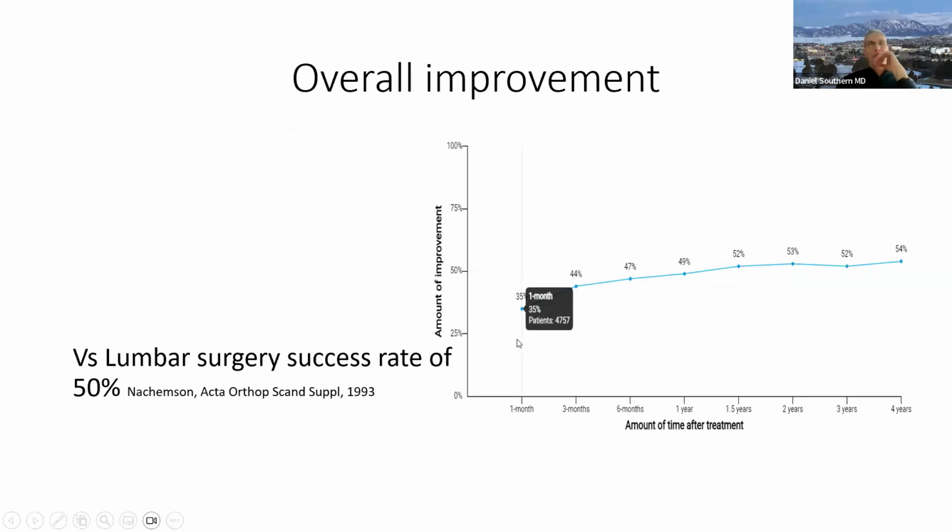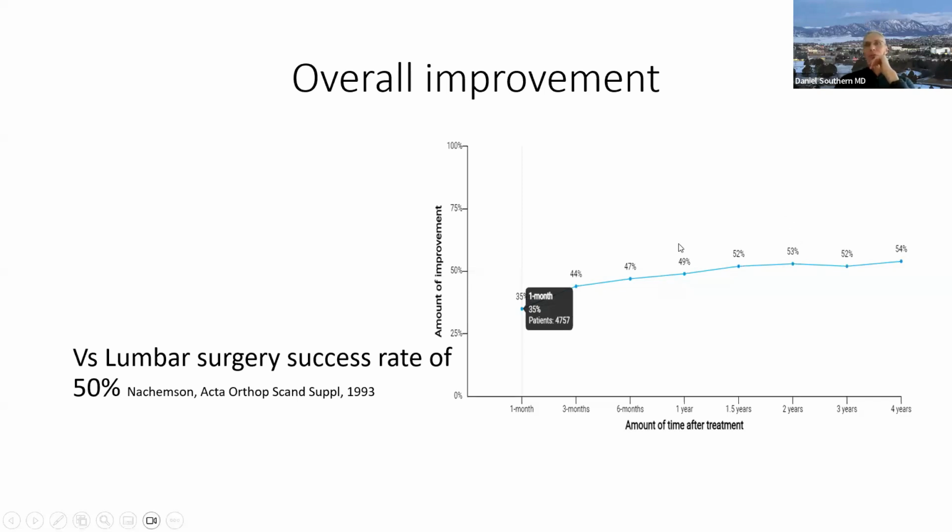And you notice the numbers. This is 4,700 patients. This is lumbar surgery success rate of 50% compared to all lumbar back pain patients that were treated with bone marrow aspirate concentrate or stem cells. And you see the success rate starting at 35% of functionality and increasing up to about 54%. So certainly as good as, if not slightly better than the surgery success rate. And this is very crude.